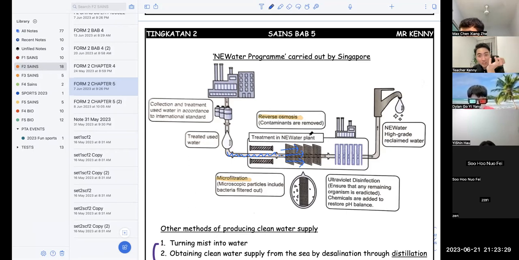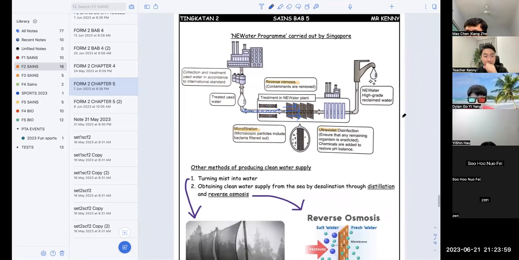Now, once you get the water seep out already, you still don't want to drink because who knows, maybe the virus is so small that they pass through the first step, they pass through the second step, they can find its way into the third step, and that is where they kill bacteria using UV light, and they add certain chemicals to restore the balance. All right, and then finally, water comes out into the tap. You can actually drink from the tap. You know, in Singapore, you can drink water from the tap without boiling the water.